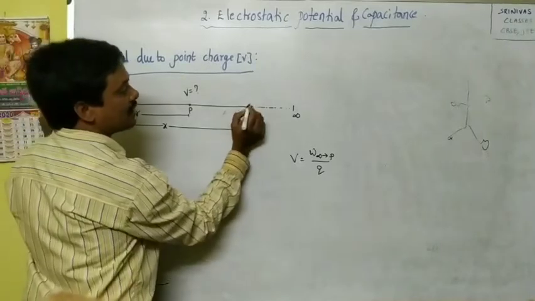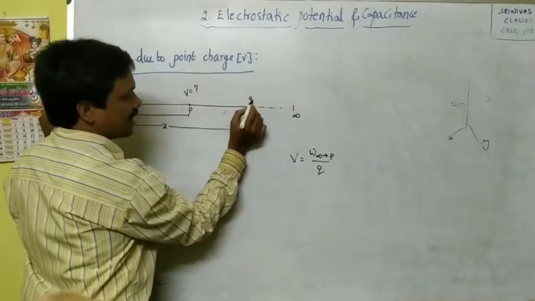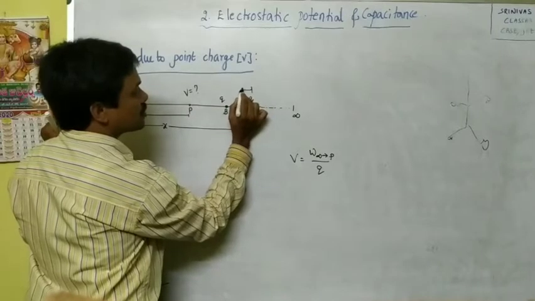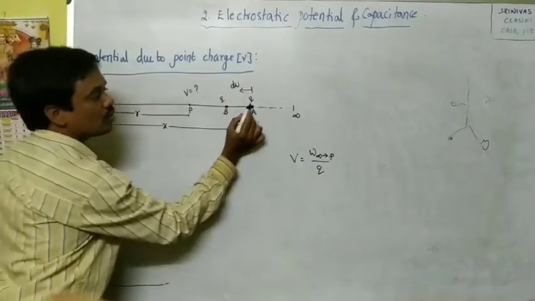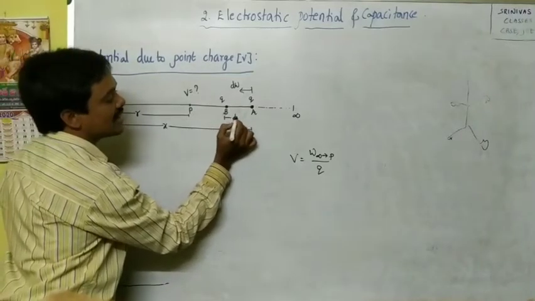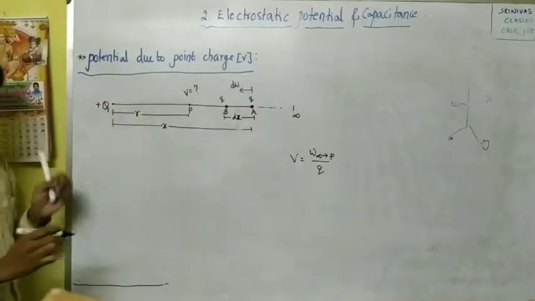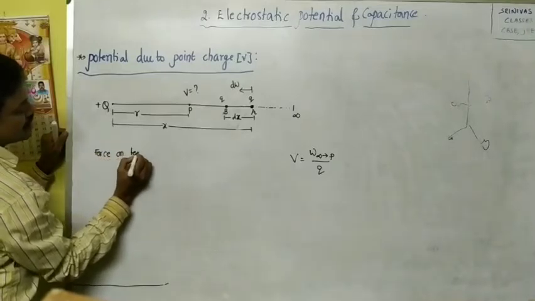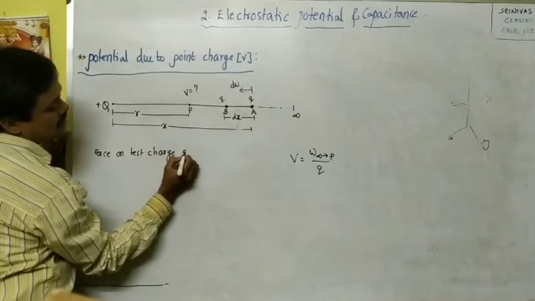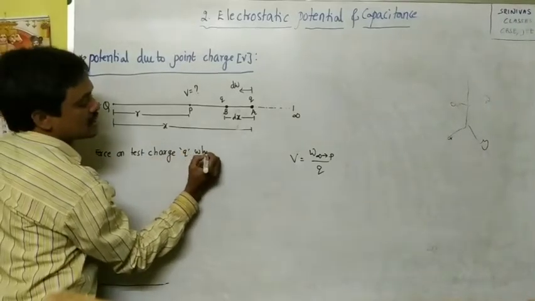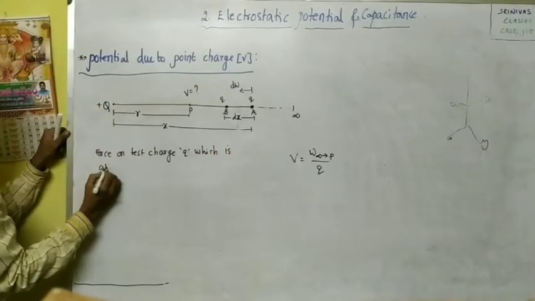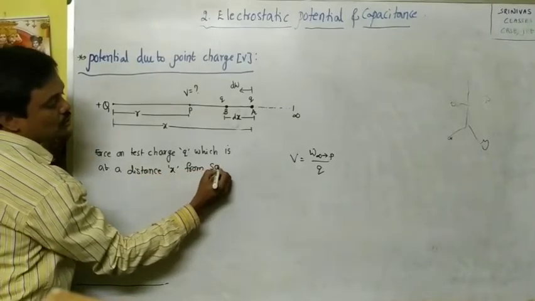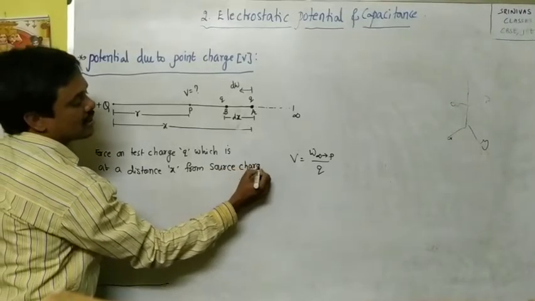To calculate that, let us take this point A, and here we will take the small q charge. First we have to calculate the small work dW to move the q charge from A to B through the small distance dx. And now at any point, the force on the test charge small q, at a distance x from the source charge Q.